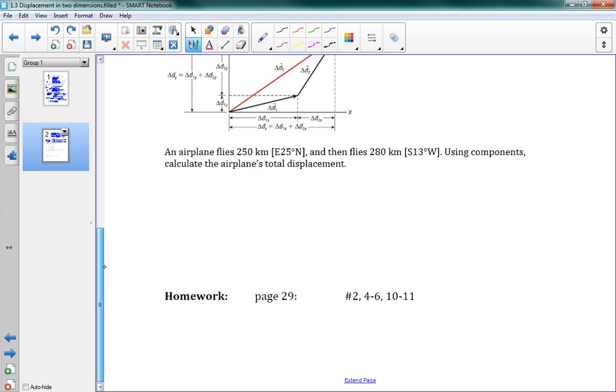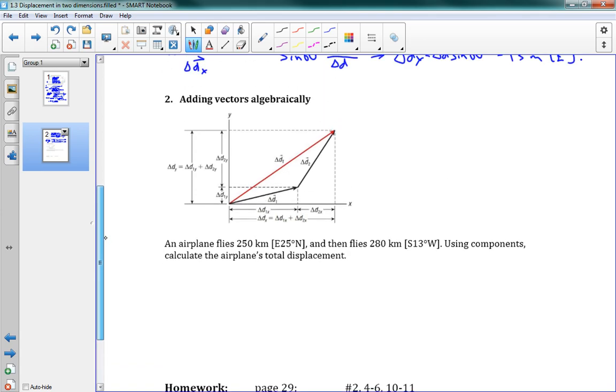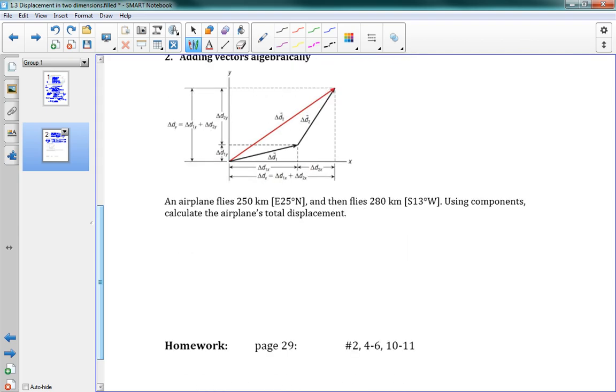Now at the bottom here it says adding vectors algebraically. So we're going to leave this, we're going to look at this together in class because I haven't given you enough space here, I haven't given us enough time here, so I want us to look at this together in class, which we will have a chance to do.